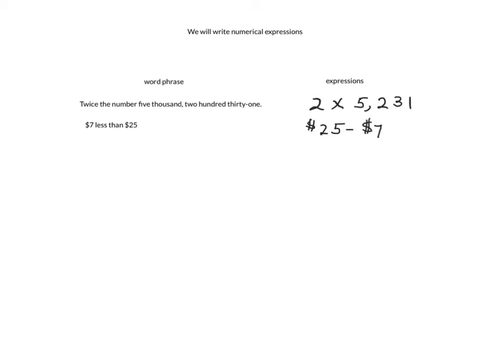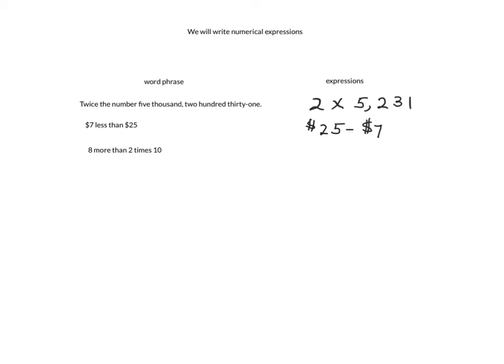Today we're going to write numerical expressions. So if we're given this word phrase, twice the number 5,231, the numerical expression would be 2 times 5,231. The word phrase $7 less than $25 would be written as a numerical expression as $25 minus $7.